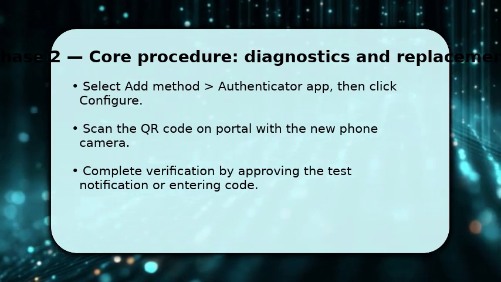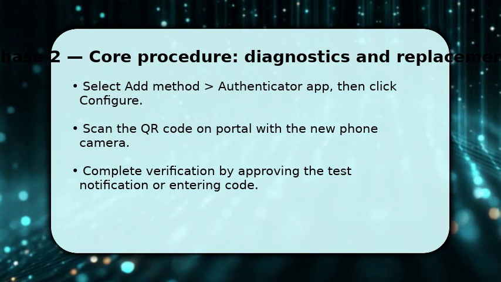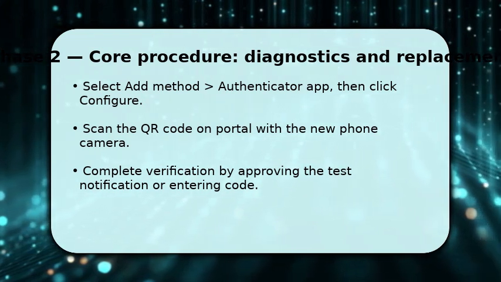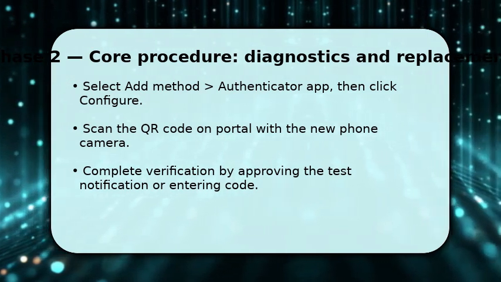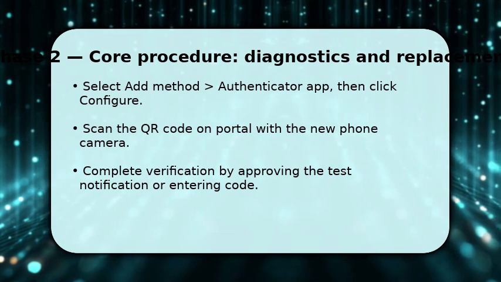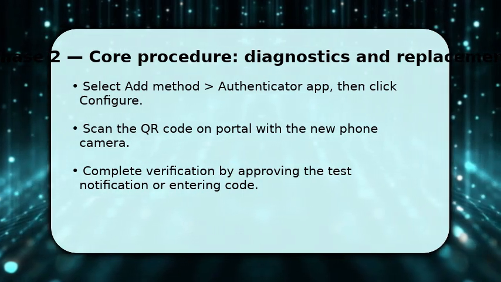Once the code is scanned, the app shows a 6-digit time-based code. Enter it in the portal or approve the push notification. After verification, Azure records the new device as a valid MFA method. Make sure the timestamp and time zone are correct on your phone.